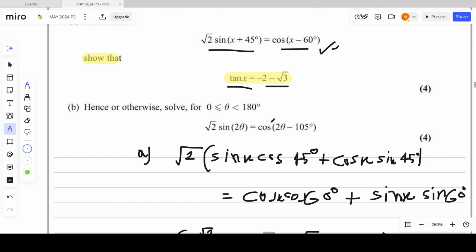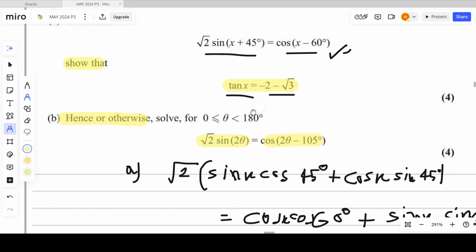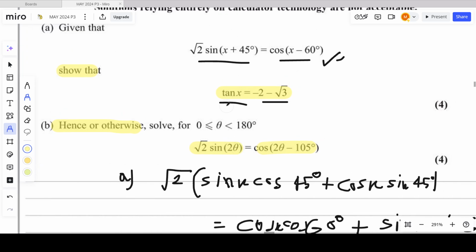Next is part B. In part B they said hence or otherwise. Hence or otherwise means we need to use our answer to part A, and we will use this to solve square root of 2 sin 2 theta equals cos 2 theta minus 15. Just try to compare with the equation that we have simplified in part A.